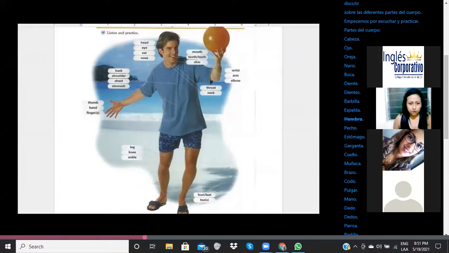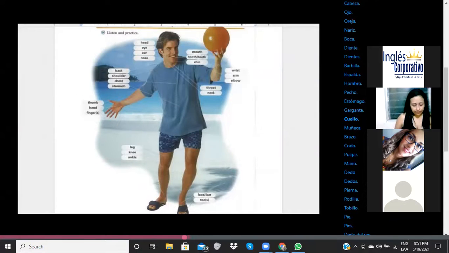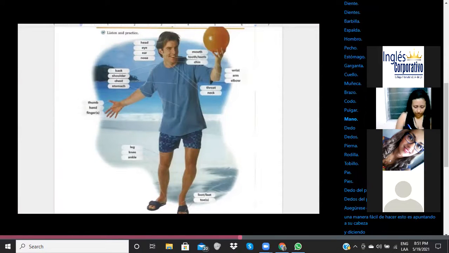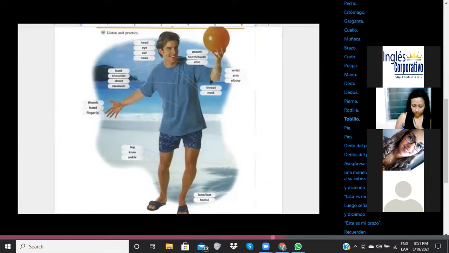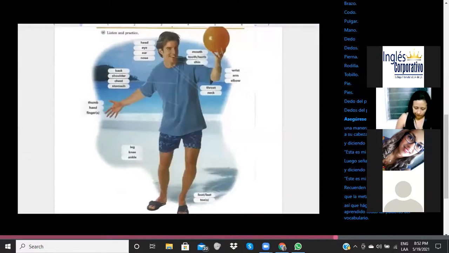Back. Shoulder. Chest. Stomach. Throat. Neck. Wrist. Arm. Elbow. Thumb. Hand. Finger. Fingers. Leg. Knee. Ankle. Foot. Feet. Toe. Toes. Make sure that you memorize this vocabulary.